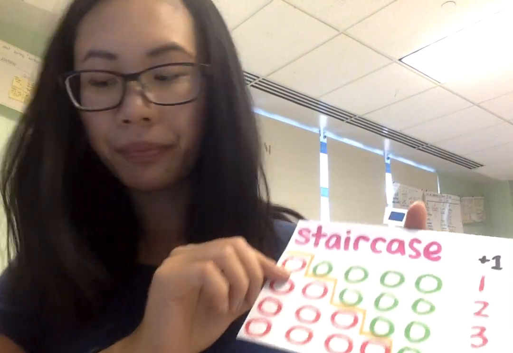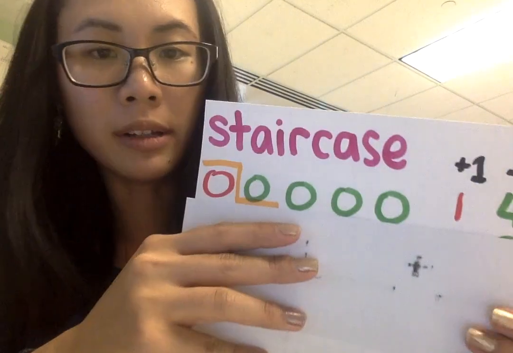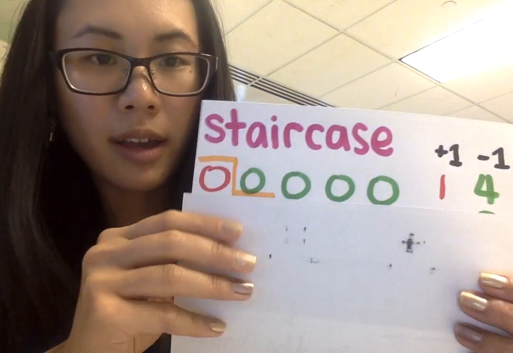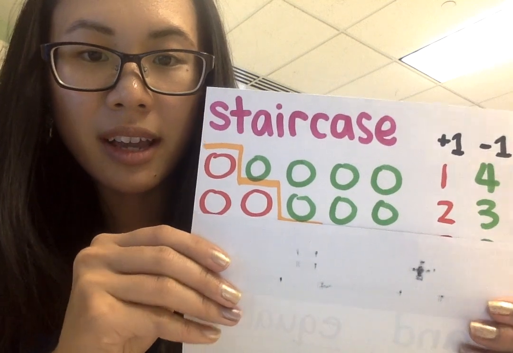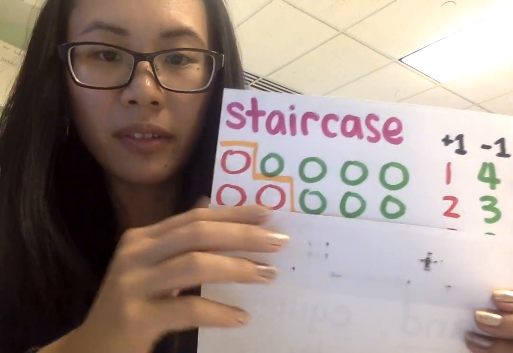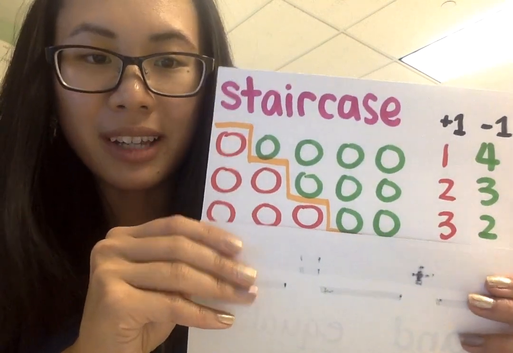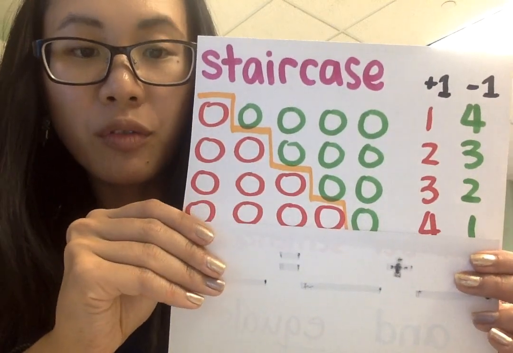So in this example, there are 5 in a box. So we start with 1 and 4. And then next, you might notice a pattern in the numbers. Next, it's 2 and then 3. And then 3 and 2. And finally, 4 and 1.